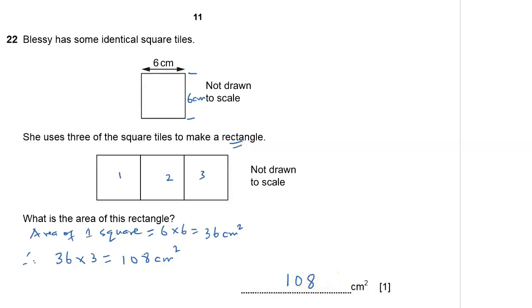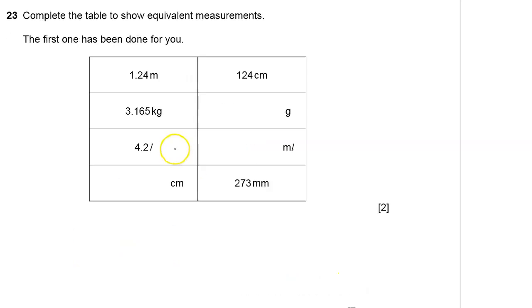Number 23. Complete the table to show equivalent measurements. The first one has been done for you. That is 1.24 meters is equal to 124 centimeters. Of course, you know that 1 meter is equal to 100 centimeters. Therefore, you're converting that.